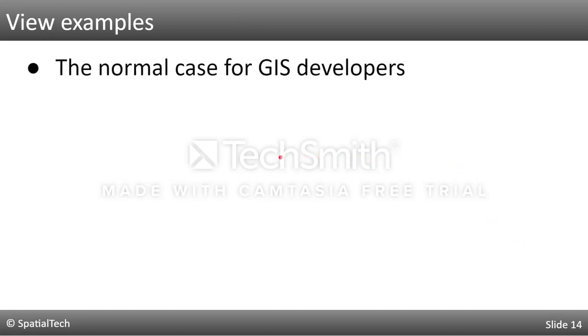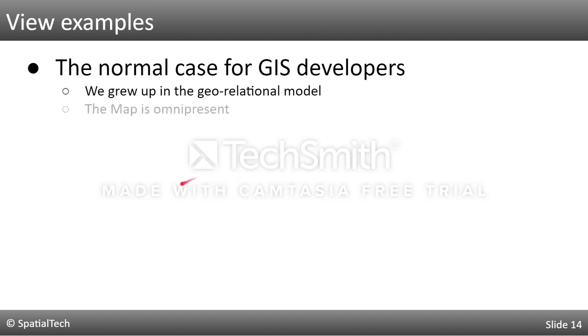So view examples. The normal case for JS developers. So that's model. We've seen data all the time. We've heard of feature classes and feature layers. We've seen that in the geoprocessing tools. But what about the view part? So the normal case for JS developers, we grew up in this georelational model. It's always been there. So we could be taking it for granted and not realizing that we're switching views on stuff. The map is omnipresent. That's one view of that data. So that's one way of looking at the feature set, or what we call a feature class or feature layer, is look at it as a map.